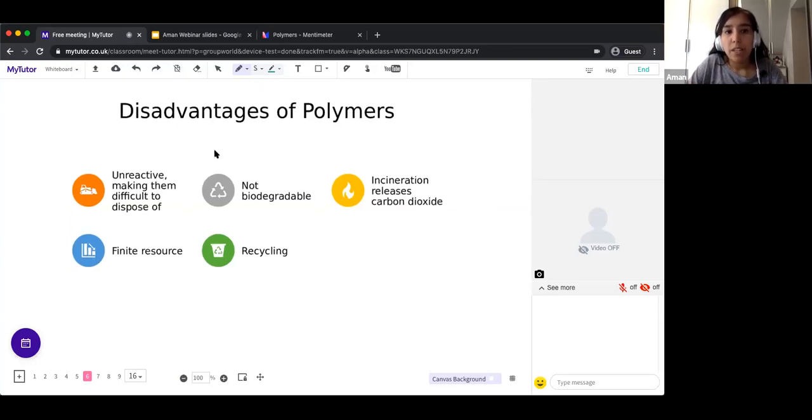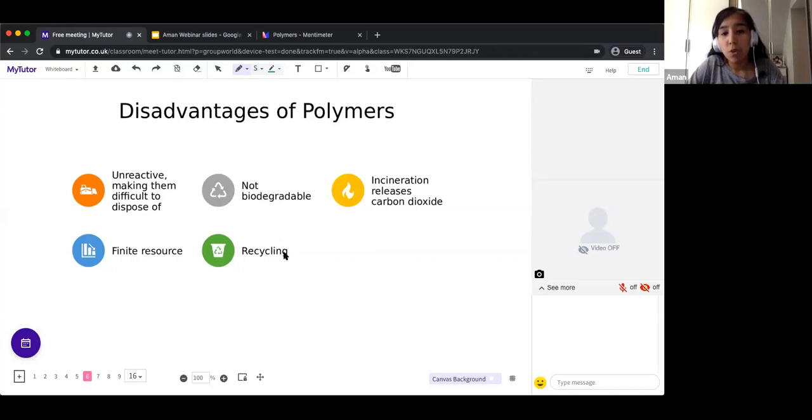Okay, finite then. So what does finite mean? Anyone know what finite means? So someone's asked me. Yeah, it will finish. That's a really good way to remember it. So it will finish at some point. It will run out at some point. Good. It's non-renewable. Why are polymers non-renewable? What is it that makes them non-renewable?